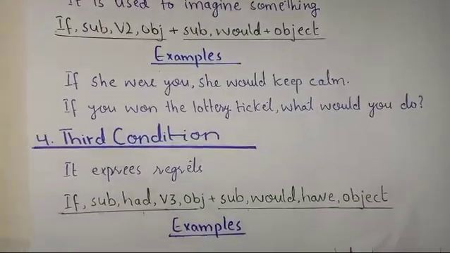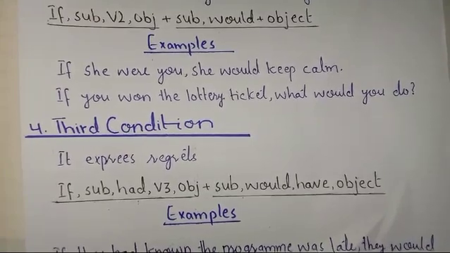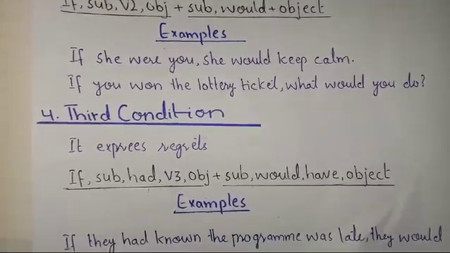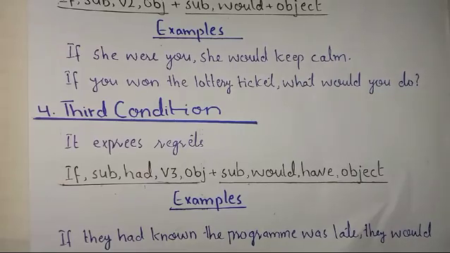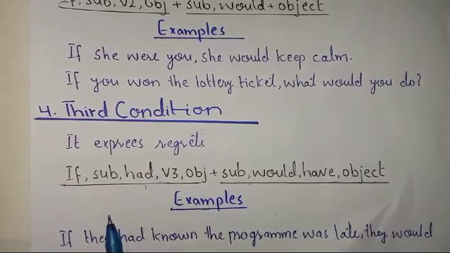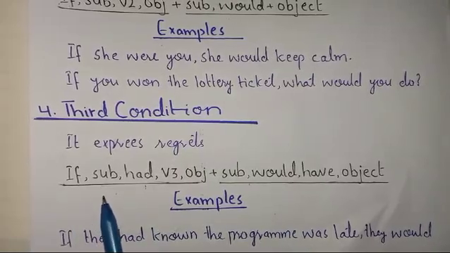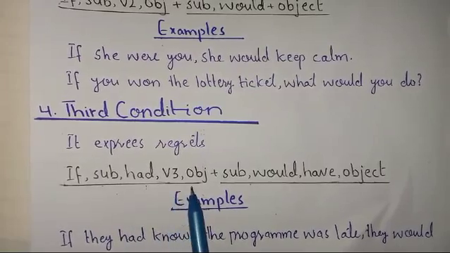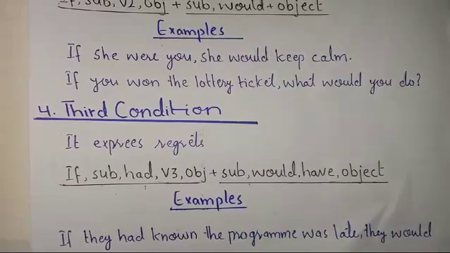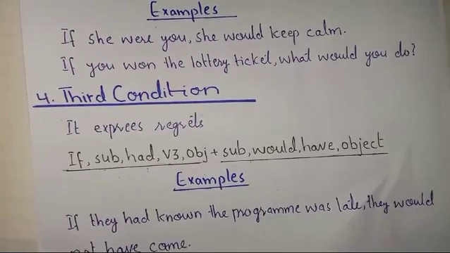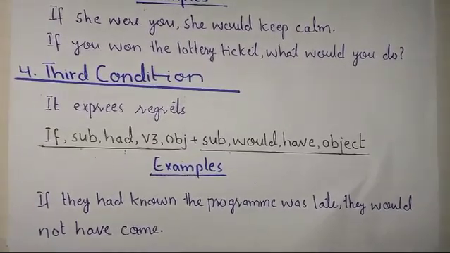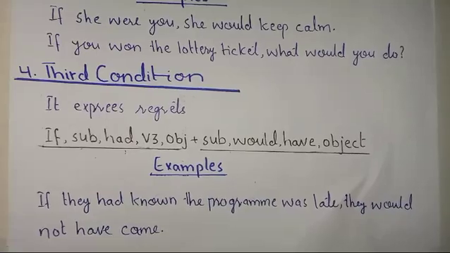Then we have the last condition, which is called the third condition. The third condition expresses regrets. It expresses past regrets. The structure of which the third condition is comprised is the if clause and the result clause. In the if clause we write if or when, subject, had, third form of the verb, and then object. And in the result clause we write subject, would have, and then object. For example, if they had known the program was late, they would not have come. This is the example of the third condition.